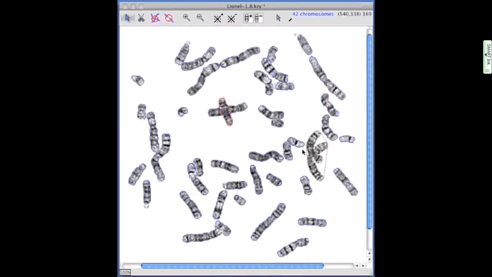Here, these two are separated. Or in this one, we'll use a manual tool to paint across the chromosomes, and the software will separate these and resolve the overlap. Here's another overlap. So geneticists do this if they're trying to determine something about an unborn baby, like some sort of genetic defect. Now we have 45 chromosomes.